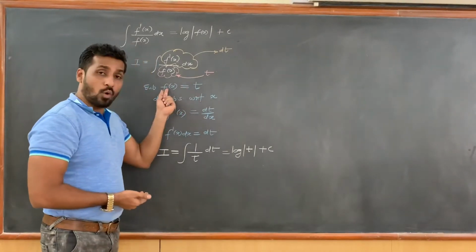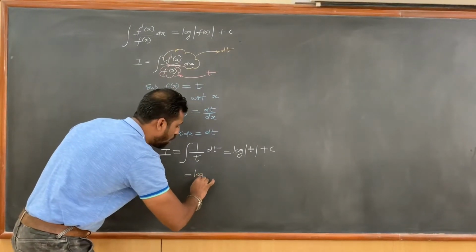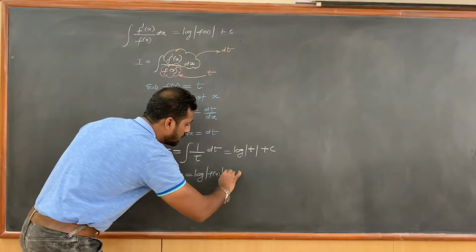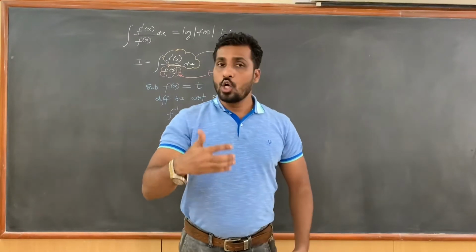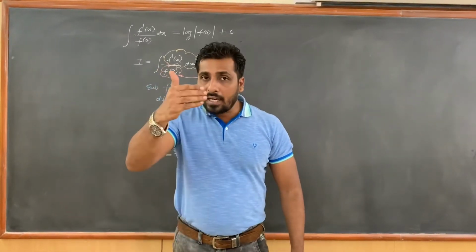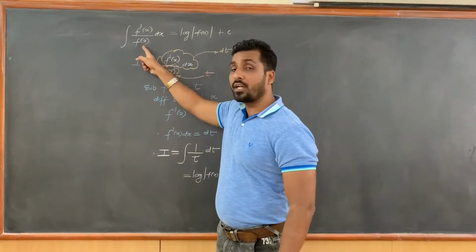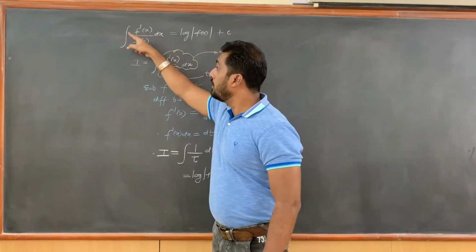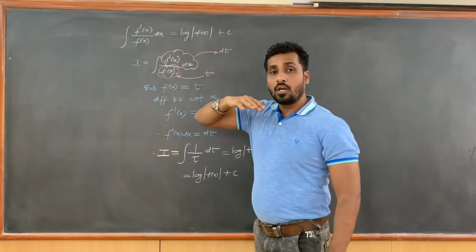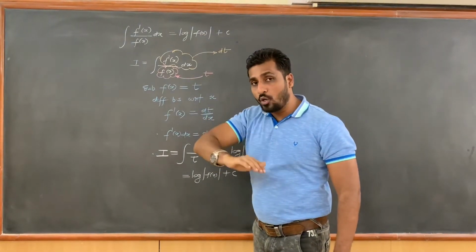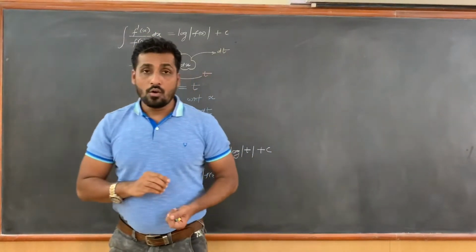What is t then? It was f of x. So let's replace the t with f of x. So I get here log of f of x plus c. Isn't it a very simple corollary? It simply says in the numerator you should have the derivative of the function and the denominator should be the function. Then the integration of such kind of an integral comes out to be log of f of x, where f of x was the denominator, f1 of x is the numerator. So students, that's our first corollary.